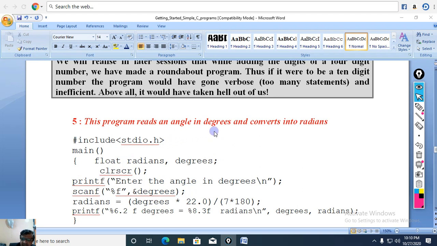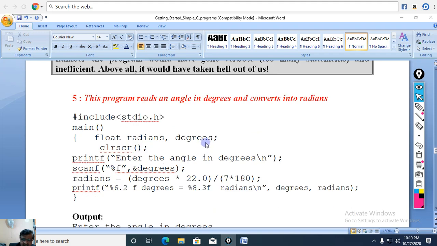This program reads an angle in degrees and converts it into radians. This is a very simple program. Float radians and degrees, because they happen to be float real variables. And here is a point that every programmer should remember. A programmer should be knowledgeable enough to decide how many variables will come into the picture while solving a problem, and what kind of variables. It is not only the variables that we read as input from the external world, but we have to reserve some variables for storing the answers also. Therefore here the input is given in degrees, and we will be converting that into radians.